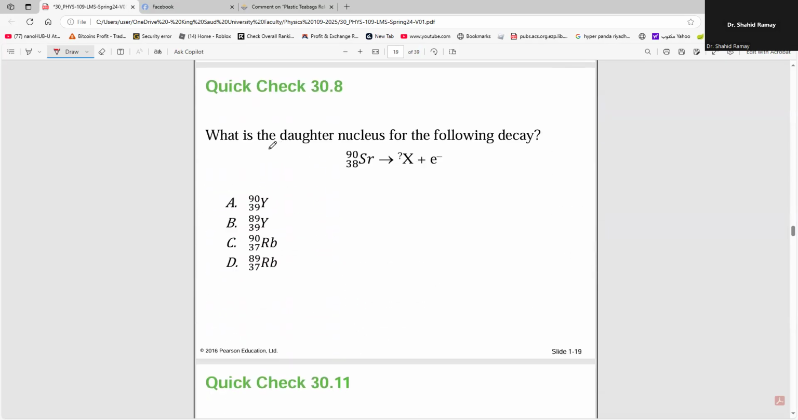After this, what is the daughter nucleus for the following decay? Daughter nucleus means this is called your parent, the parent nuclei, and this is the daughter nuclei. Here you can see that it is e minus, which means beta negative. So Z is increased by 1 and A remains the same. I think this is the answer.